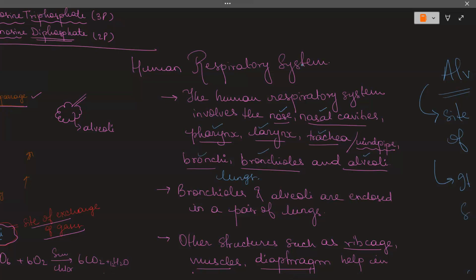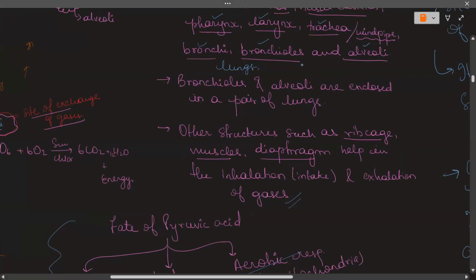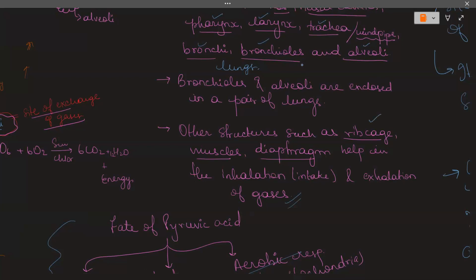Now bronchioles and alveoli are enclosed in a pair of lungs. We have two lungs situated in our chest area. Apart from all of these structures, there are other structures such as the rib cage, the muscles, and the diaphragm, which help in inhalation, meaning intake, and exhalation, meaning giving out of gases. Out of all of these, the diaphragm is a dome-shaped organ, which becomes flattened when we breathe in, and it helps in the respiration process.